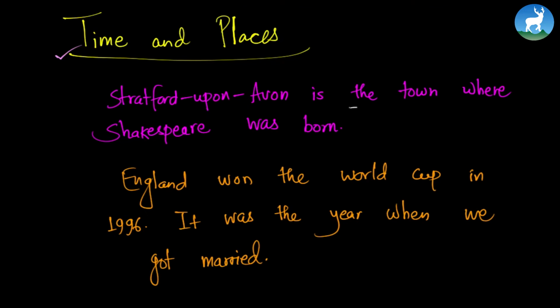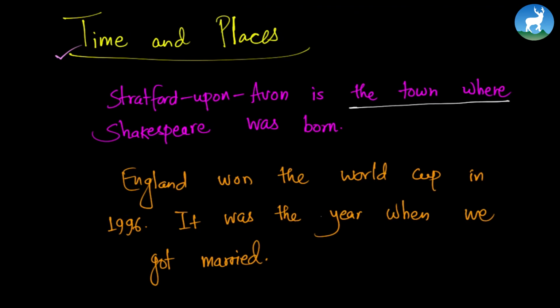So the town where is the relative clause. This is what we call the relative clause. Stratford-upon-Avon is the town where Shakespeare was born. Nice little town. Shakespeare was born there. Imagine Shakespeare being a kid, being in an English class. So how annoying would that be, Shakespeare in an English class and writing wrong sentences? Have you ever thought about that? Frankly, I haven't.